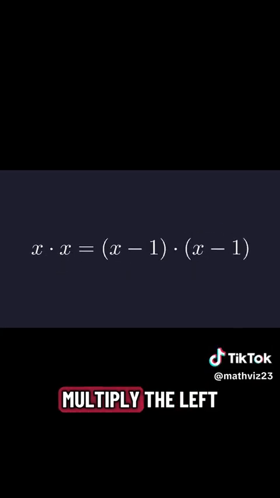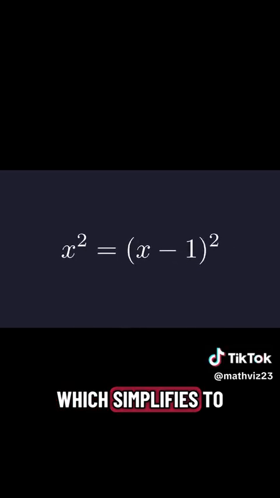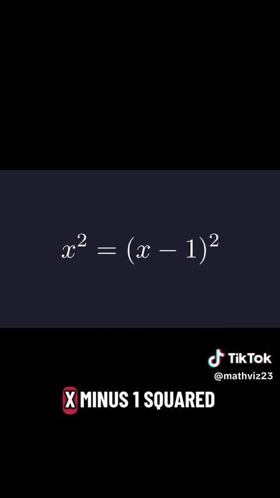When we cross-multiply, the left side becomes x times x, and the right side becomes x minus 1 times x minus 1, which simplifies to x squared equals x minus 1 squared. And here's where the trap reveals itself.